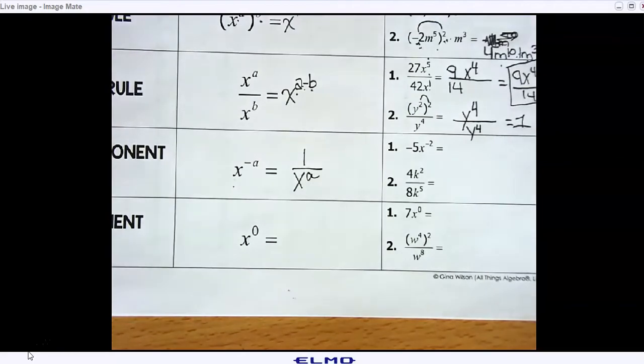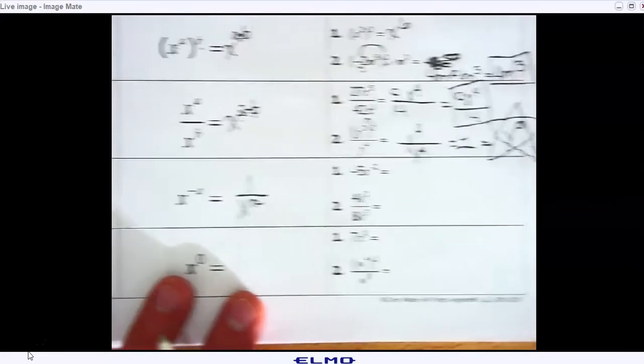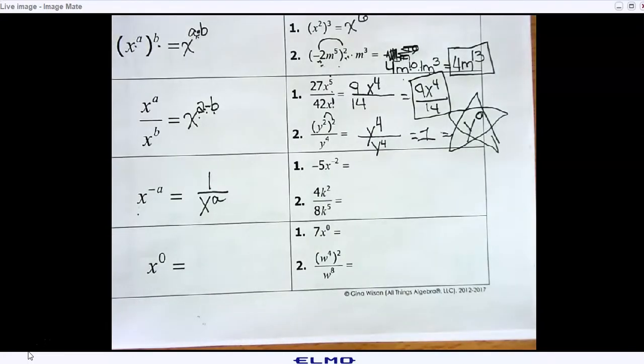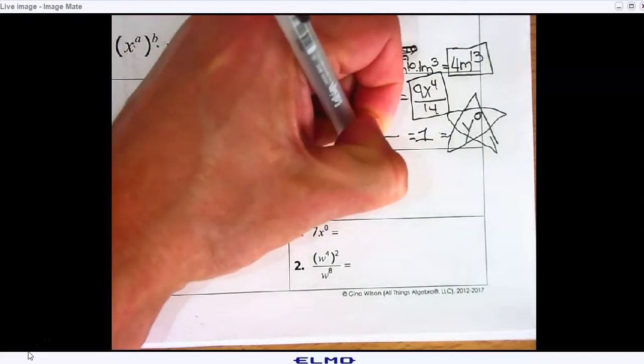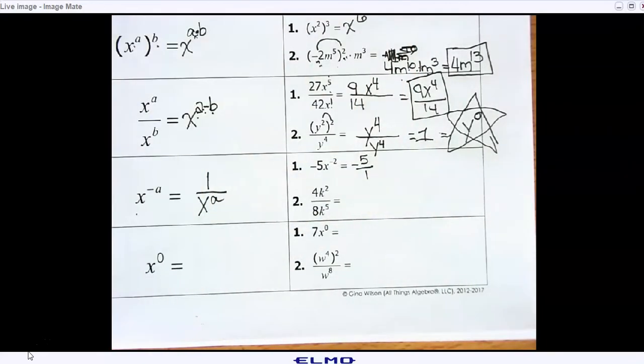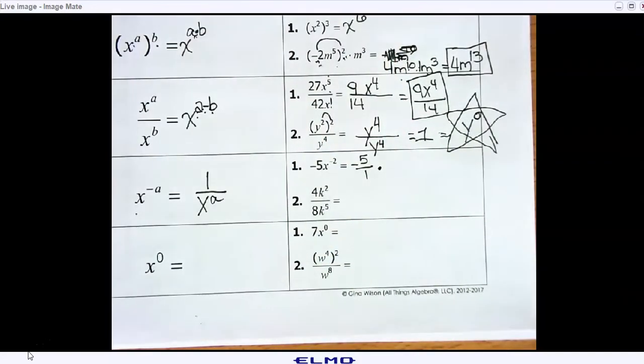That's all that means. So let's go ahead and look at number 1. Number 1 is kind of broken up into 2 parts. We have negative 5 times x to the negative 2 power. So negative 5, I can write it as negative 5 over 1. I'm going to separate it for a reason. Times x to the negative 2 power.